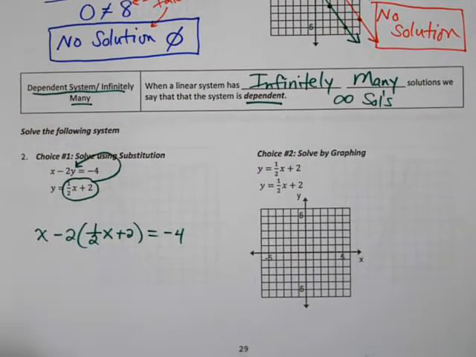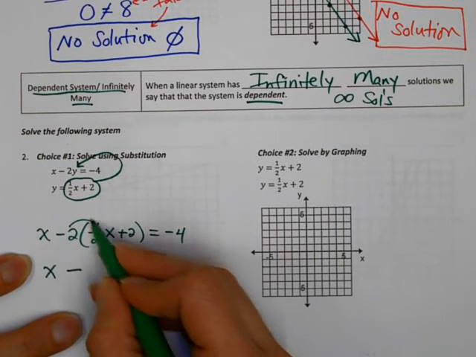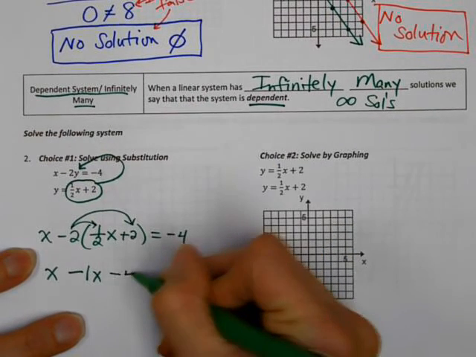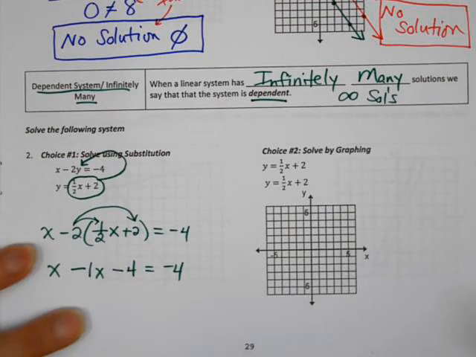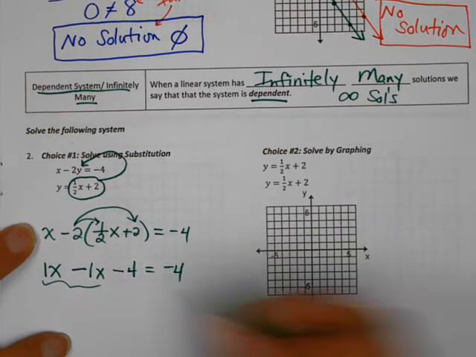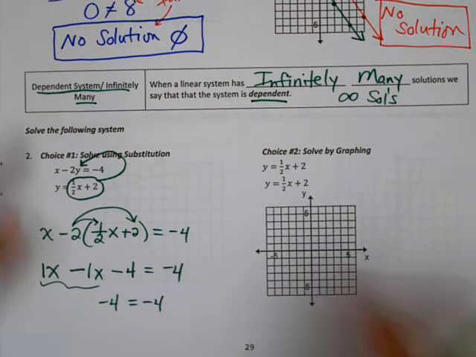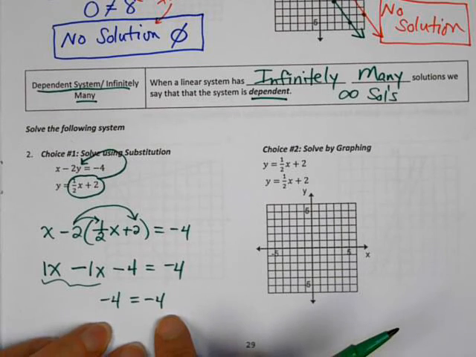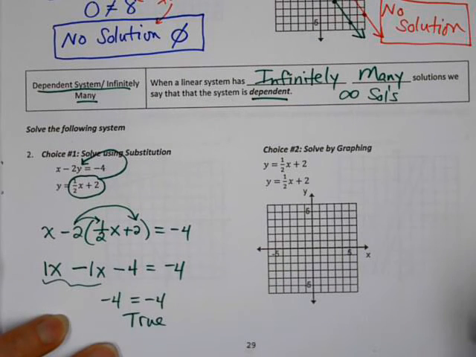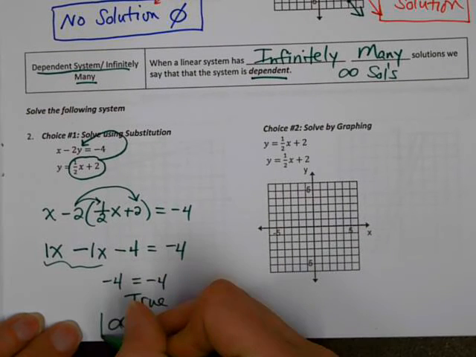All right, let's do our algebra. -2 times 1/2 is going to be -1x. A negative times a positive is negative. So 1x minus 1x right here cancels out. Now we have -4 equals -4. You have to keep going till you get to the end. Is that true? -4 equals -4? That is true. When you get something that's true, we say infinitely many solutions.